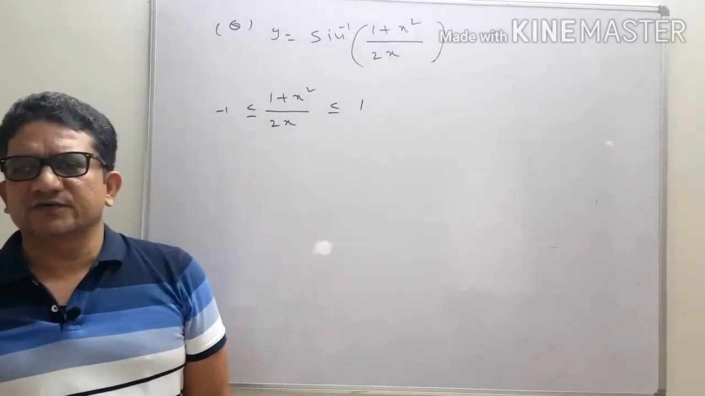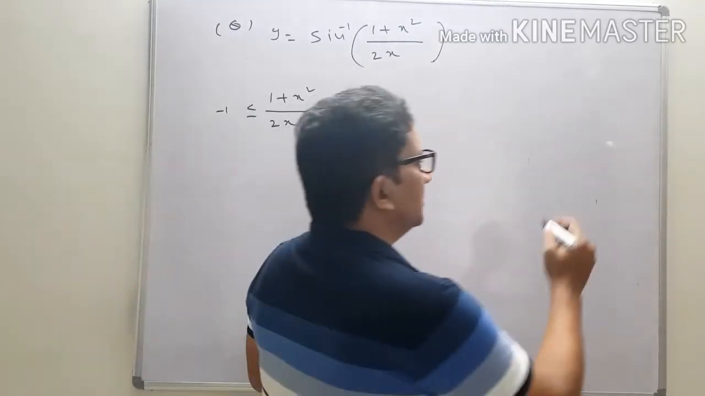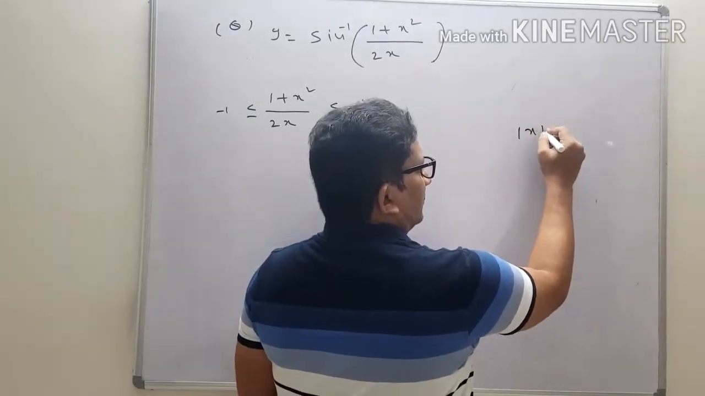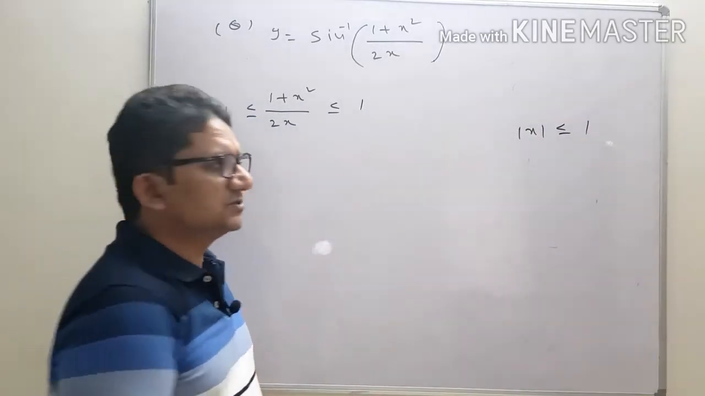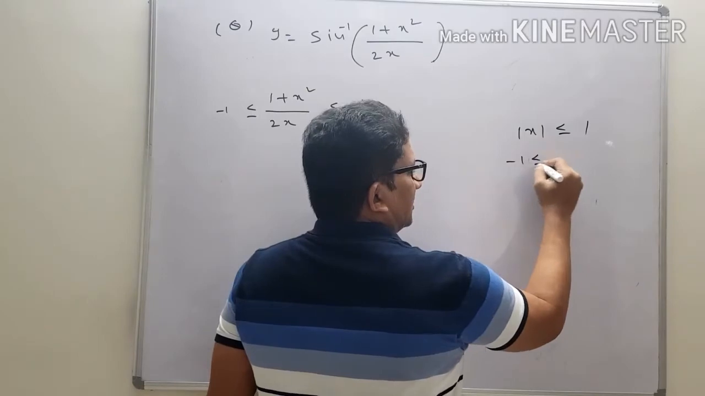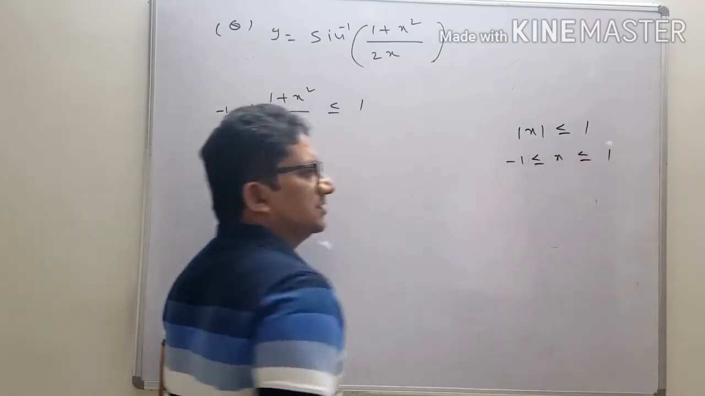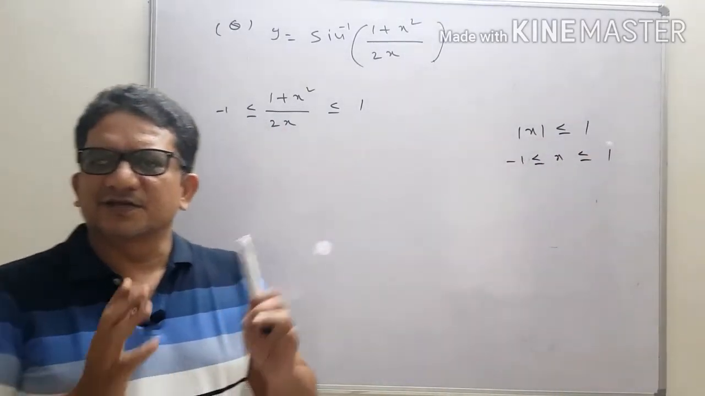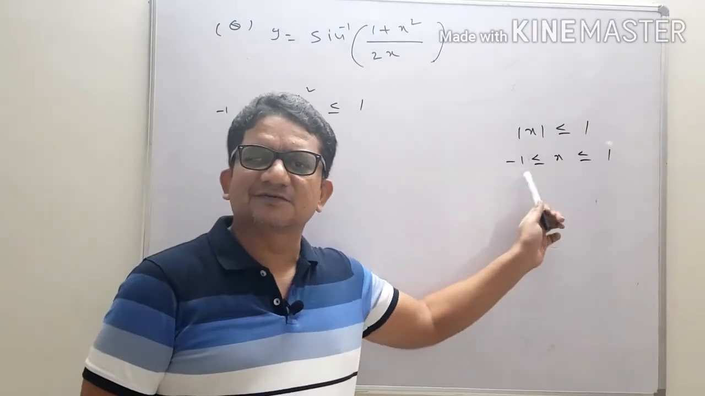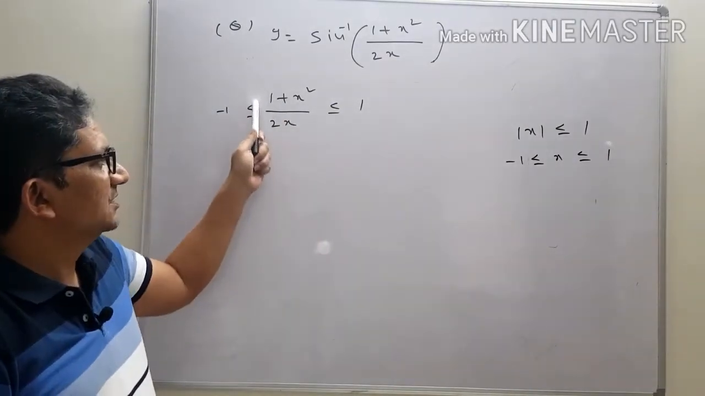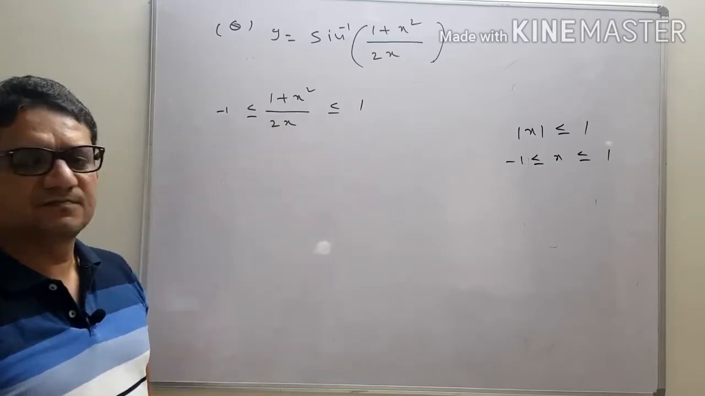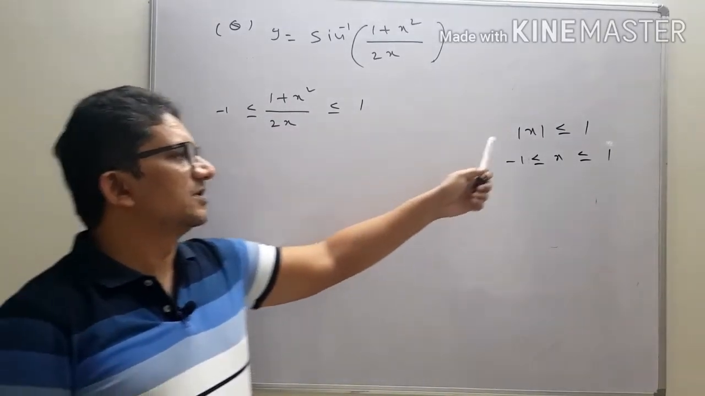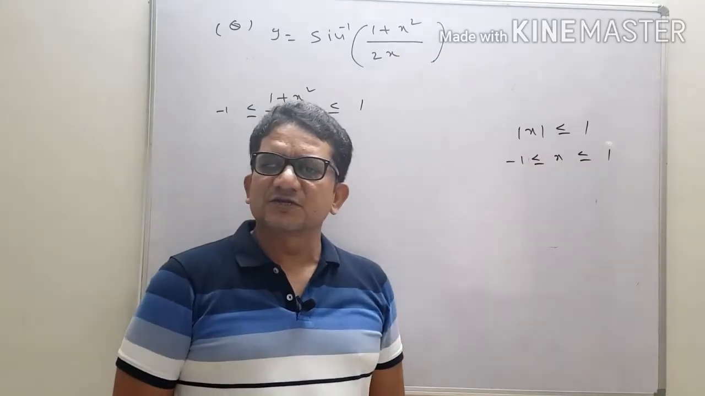Here we can identify one point. This point we studied earlier. When we have a case of this type, modulus of x is less than or equal to 1, that indicates that x lies between minus 1 and 1. Here a similar situation has arrived. There is a quantity which lies between minus 1 and plus 1. So why can't we solve the problem by simply taking the modulus?